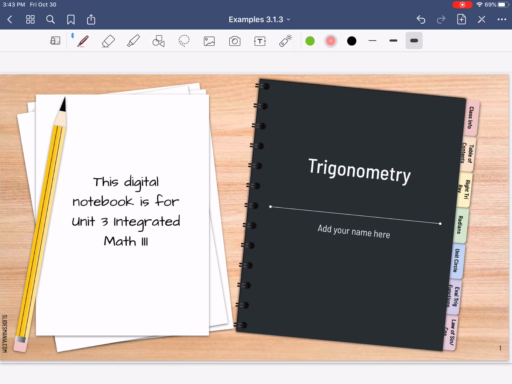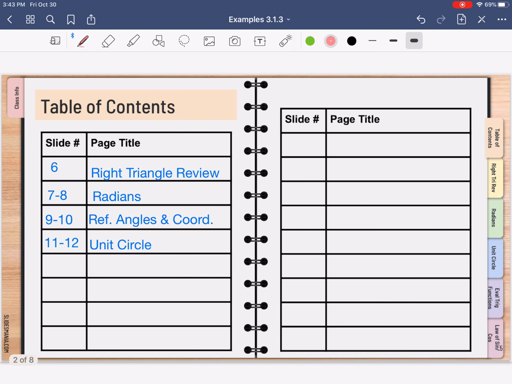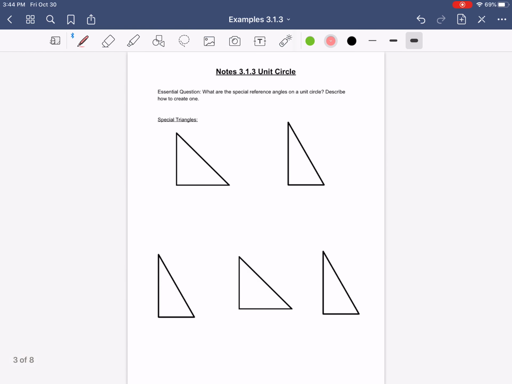Hi guys, these are our notes on the unit circle, the special angles inside the unit circle. So you can go fill in your table of contents on slide 5. This is our Unit 3 digital notebook.